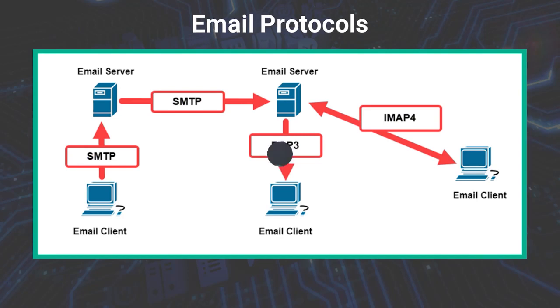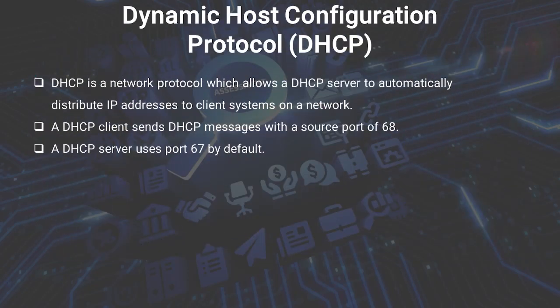A very common network protocol is known as the Dynamic Host Configuration Protocol, better known as DHCP. This is a network protocol which allows a DHCP server to automatically distribute IP addresses to client devices which are associated to it. This can be on wired or even wireless networks. When using DHCP, it uses two ports. The DHCP client will use port 68, while the DHCP server uses port 67 by default.